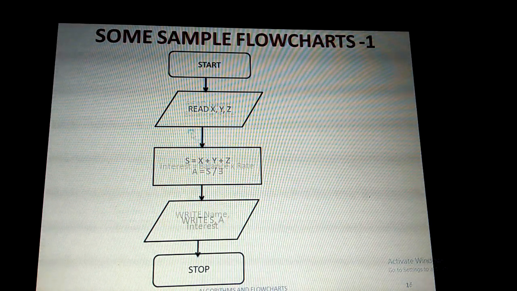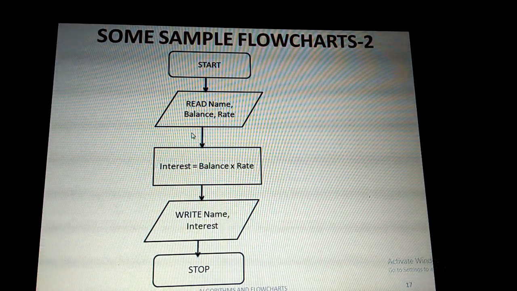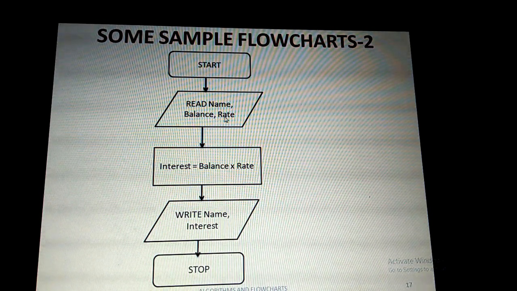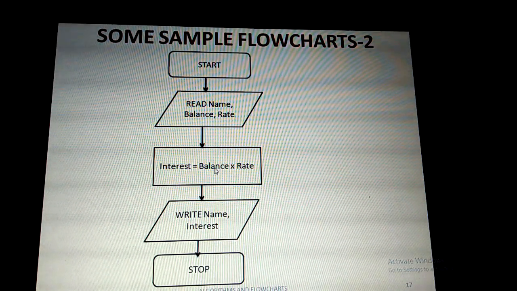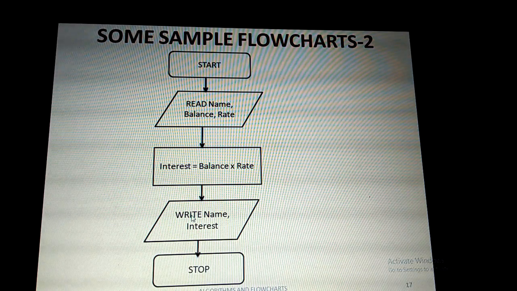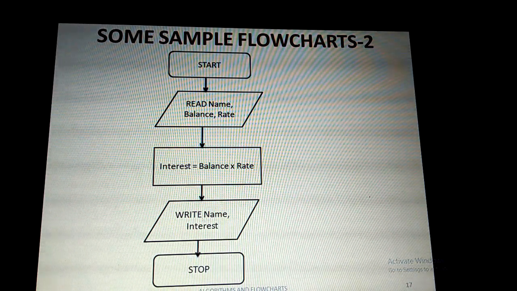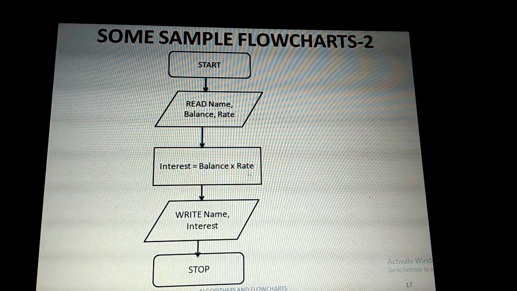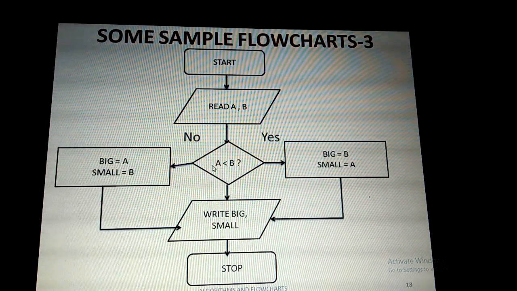We should not interchange these shapes in order to read the values and to write the values, or also to stop or start. Next example flowchart: we need to read the name and balance and rate, and we need to multiply the balance and rate to get the interest, and we need to display the name of the person and interest of that person, and we need to stop the process. So like this we will have another example flowchart.